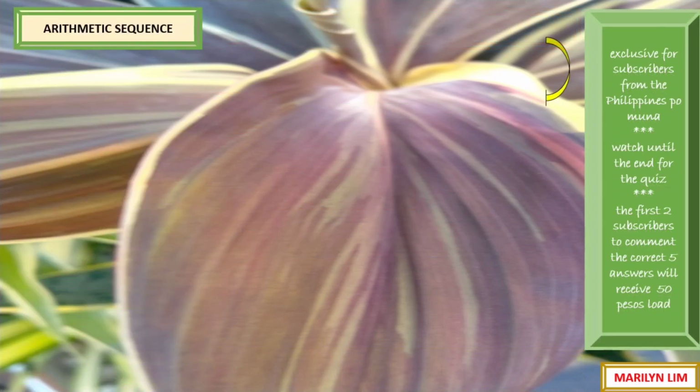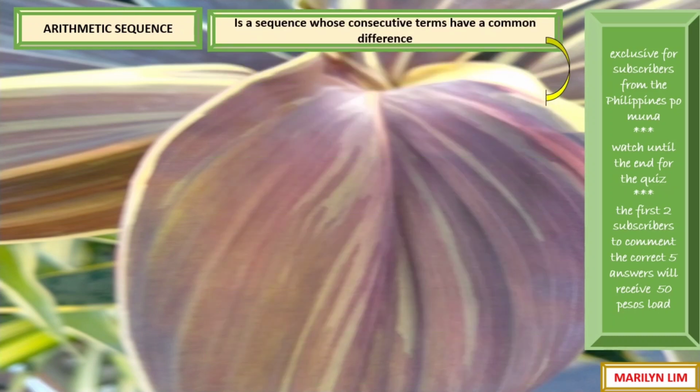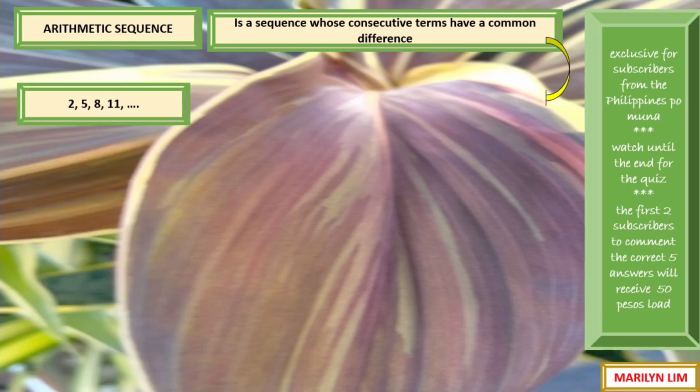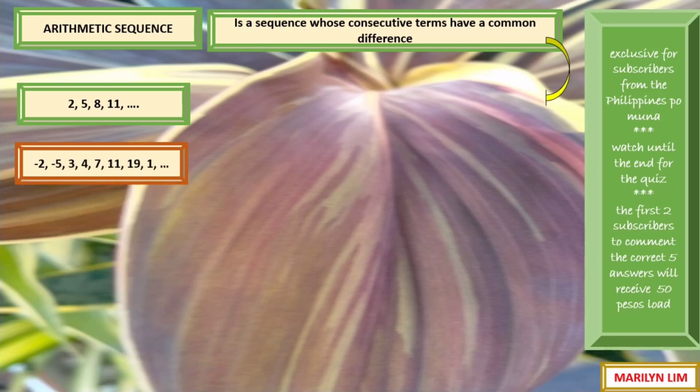So what is an arithmetic sequence? An arithmetic sequence is a sequence whose consecutive terms have a common difference. So we have there the term common difference. How will we do that? In the given sequences 2, 5, 8, 11 and negative 2, negative 5 and so on.